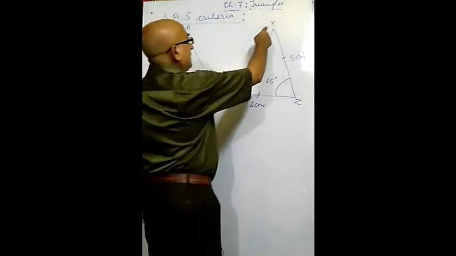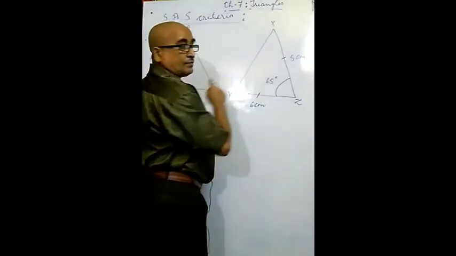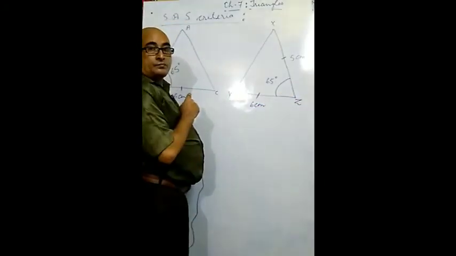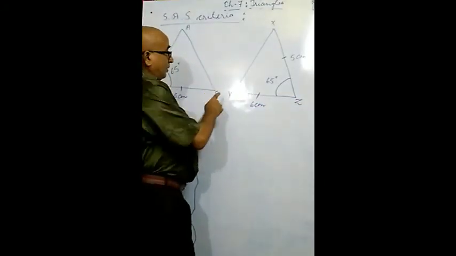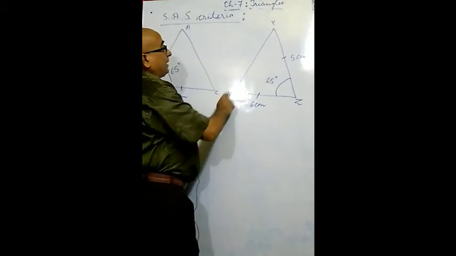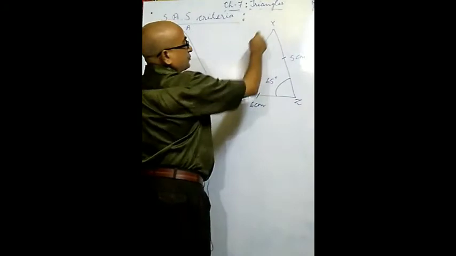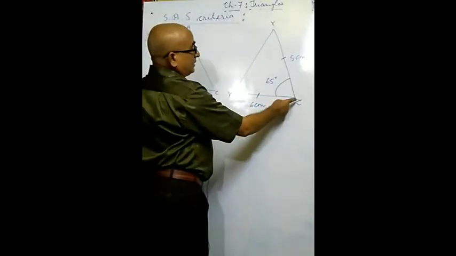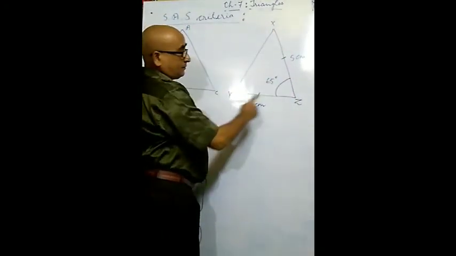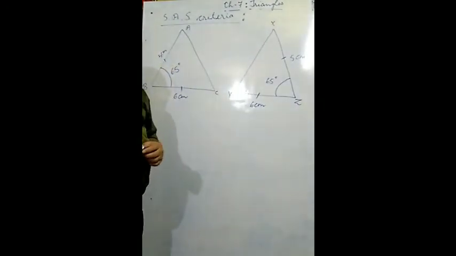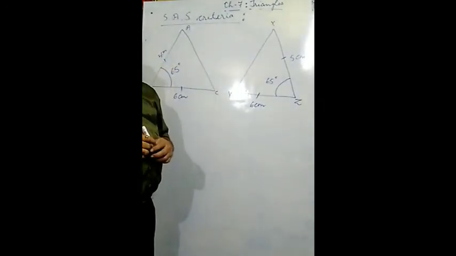We can say triangle XYZ or XZY, YXZ or YZX or ZXY or ZYX. In this way, a triangle can be named in 6 different ways.